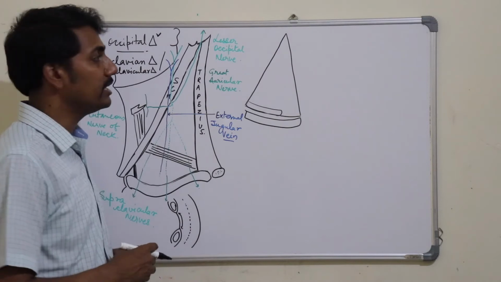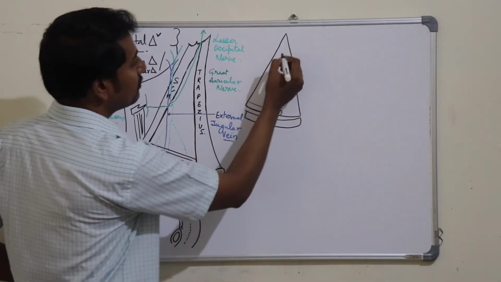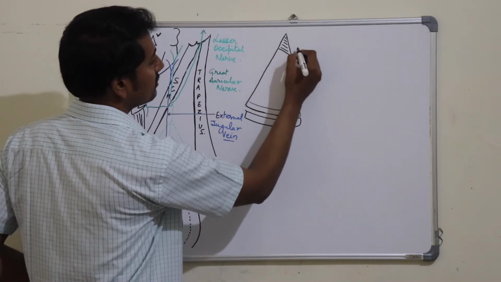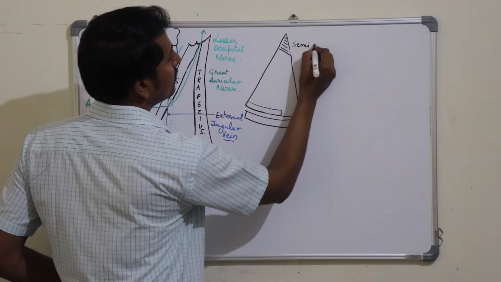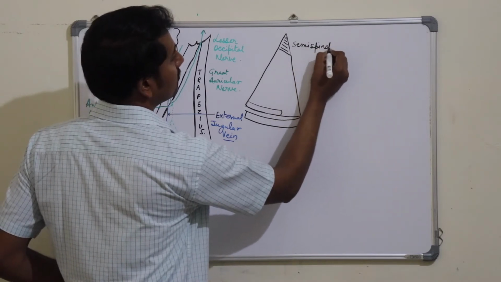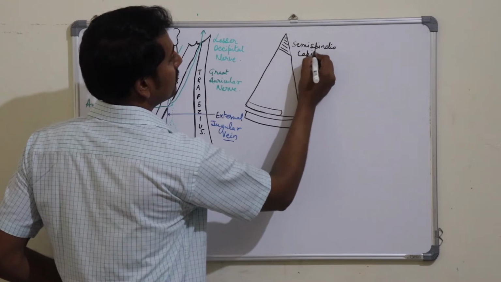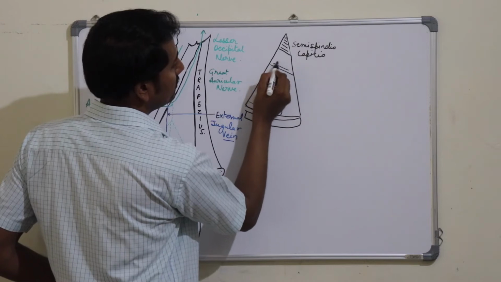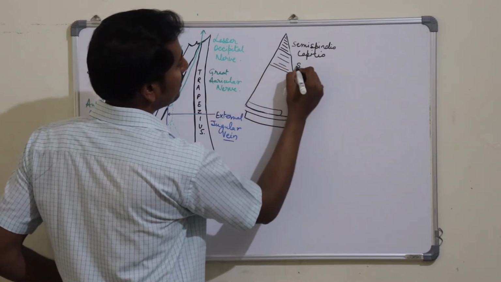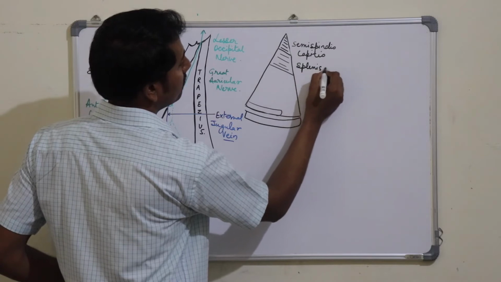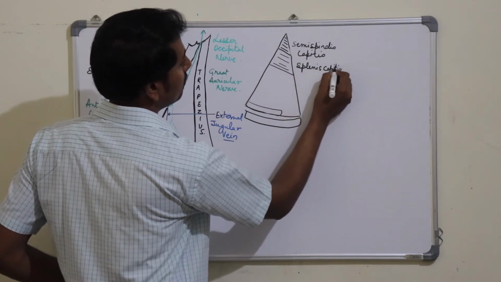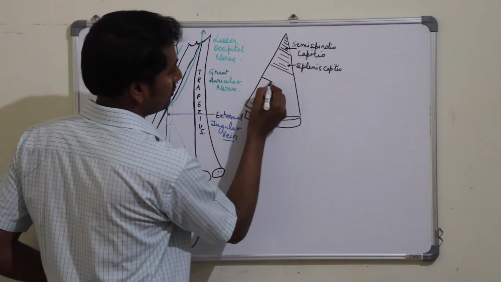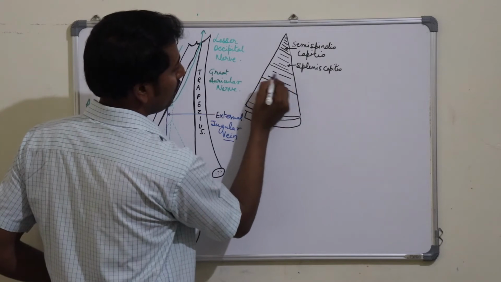So the floor of the posterior triangle is formed by some muscles. The first muscle is the semispinalis capitis muscle here, near the apex. The second muscle here is the splenius capitis muscle. Third muscle is the levator scapulae muscle.